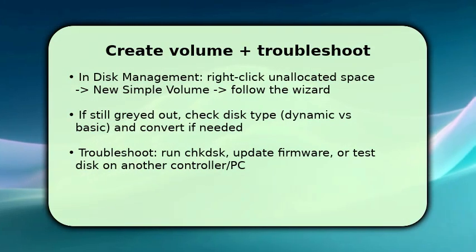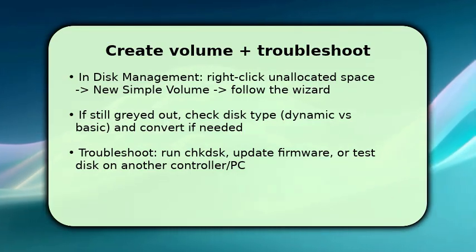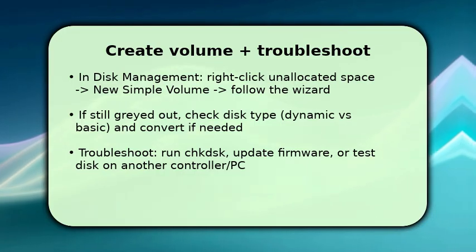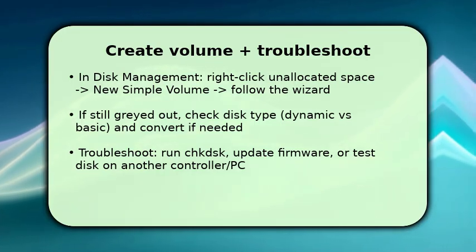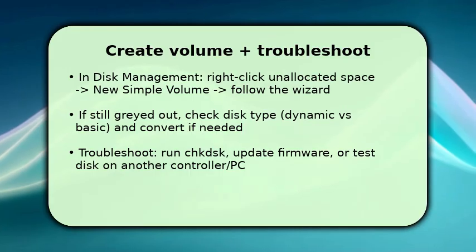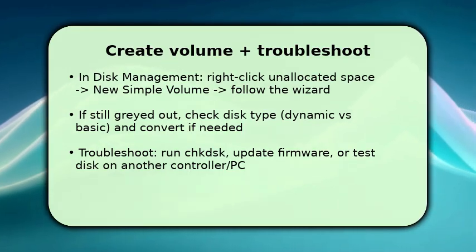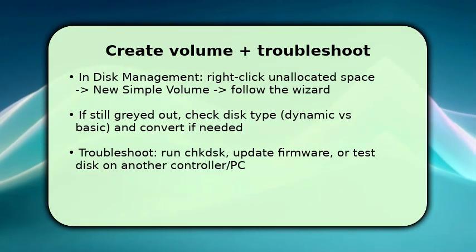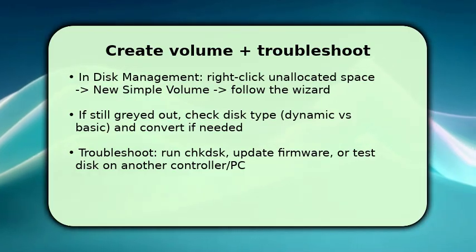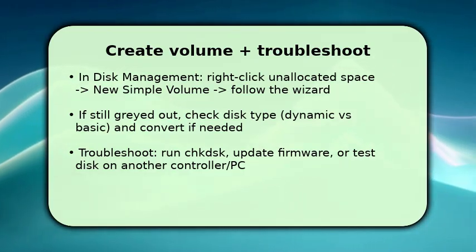Finally, create the simple volume once the disk is clean and recognized. In Disk Management, right-click the unallocated space and choose New Simple Volume, then follow the wizard to assign a letter and format. If the option remains grayed out, verify the disk type. Convert dynamic to basic if required, or vice versa depending on needs.